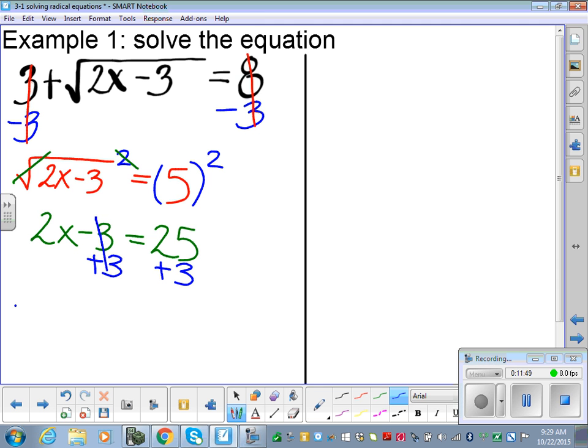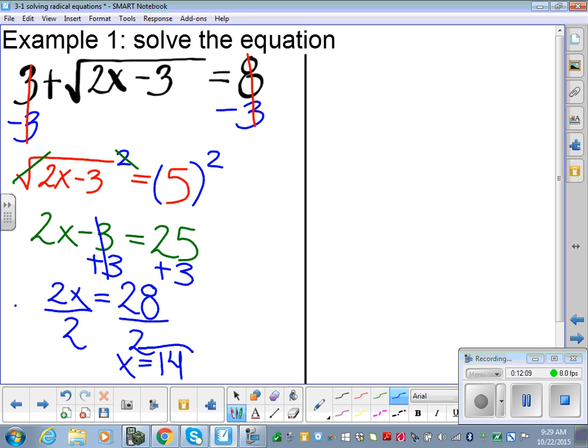So then that adds up to be 0. So I have 2x is equal to 25 plus 3. 28. And now to solve for x. Divide both sides of the equation by 2, and we get x is equal to 14. Questions on that? Now, yes, that is our solution as far as we know. We don't know for sure until we check it in the original problem.